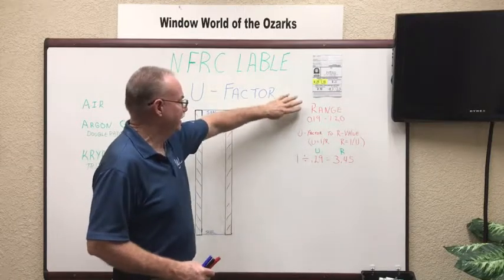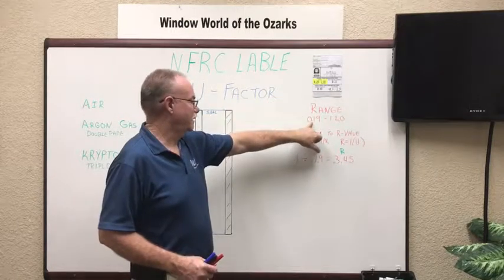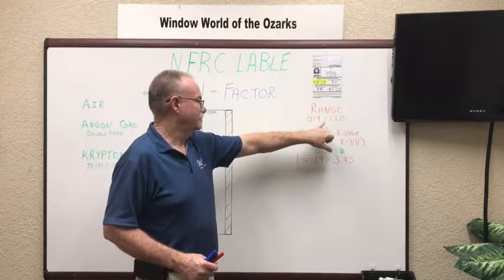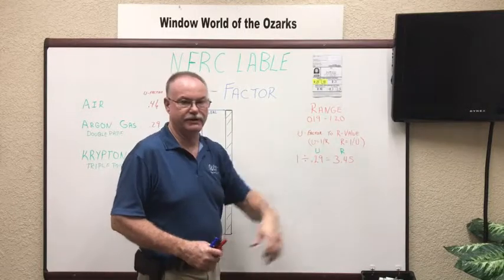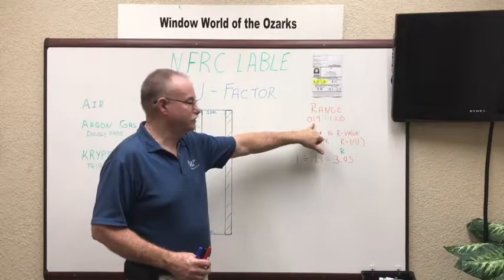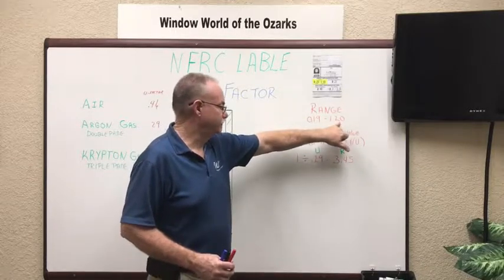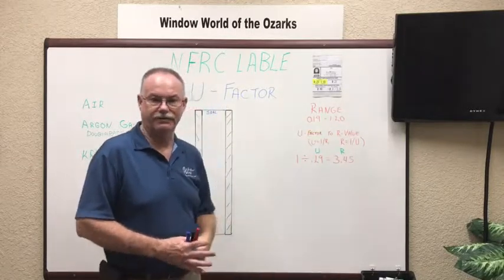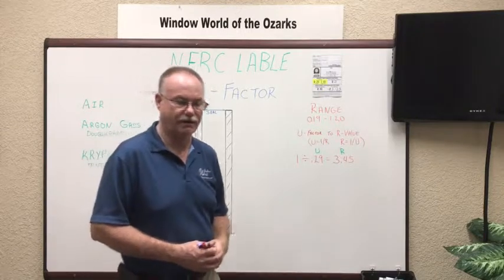The U factor range is 0.19 to 1.20. Basically, you're going from the most energy efficient windows to pretty much just a single pane of glass, which has really no insulating properties at all.